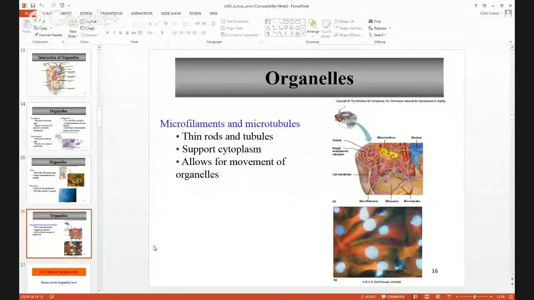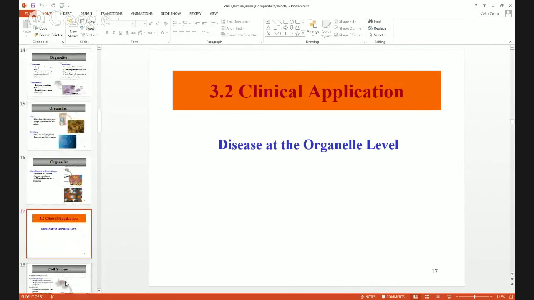Other organelles that we talk about are part of the cytoskeleton. These are the microfilaments and microtubules. They support the cytoplasm, and they allow for movement of organelles. They're also known as the muscles of the cell. In your book, in 3.2, there's a clinical application that describes a disease at the organelle level.